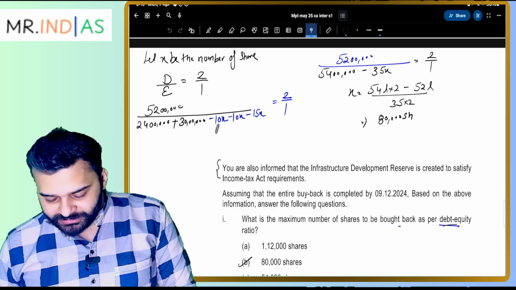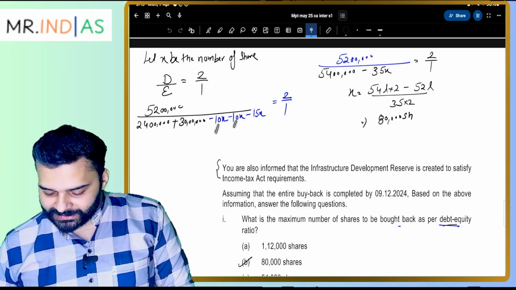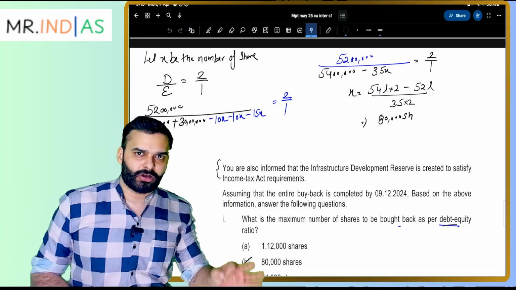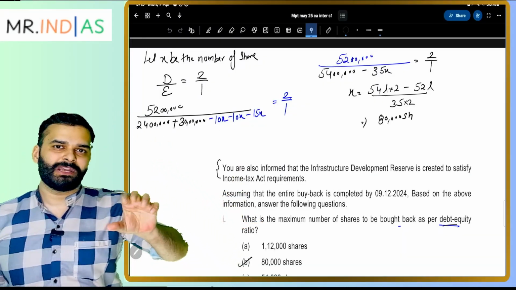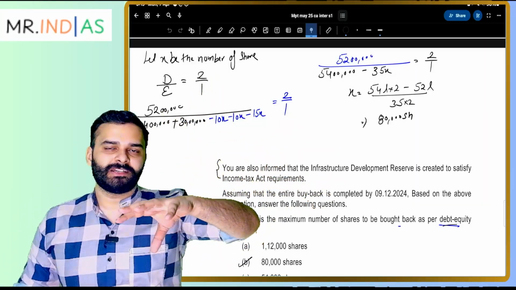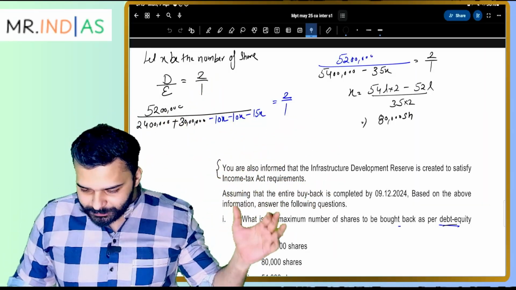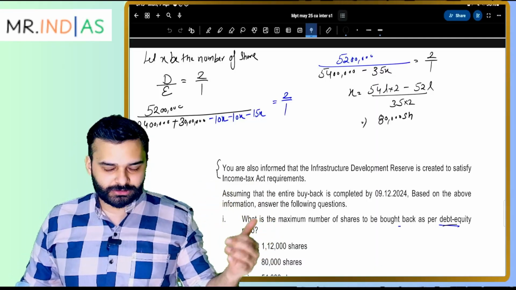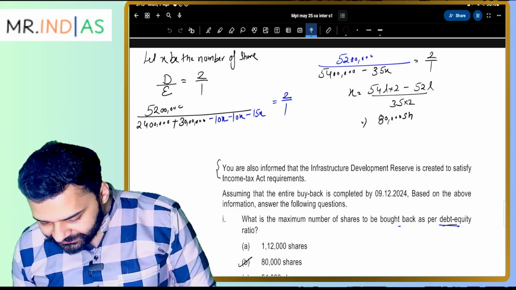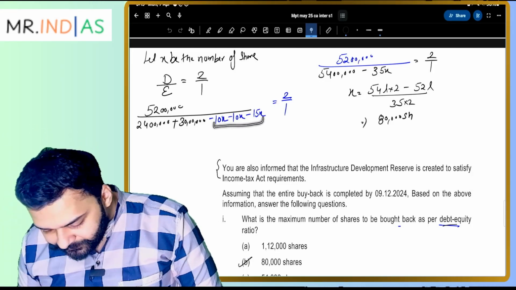So 10x is for share capital reduced, 10x is for CRR, and 15x is for loss on buyback that we discussed earlier. Since you are paying 25 and the par value of the share is 10, 25 minus 10 is 15 rupees loss per share. So 15x is the loss which you eventually write off through reserves and surplus. So these are the three things that come with the effect of buyback.